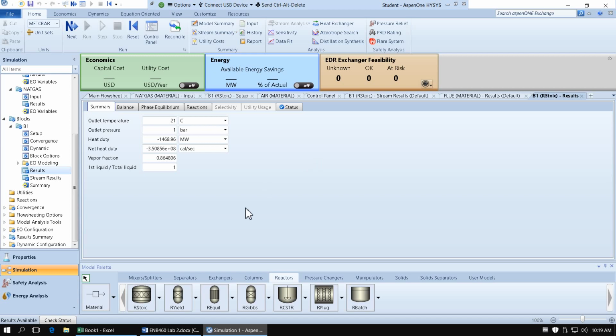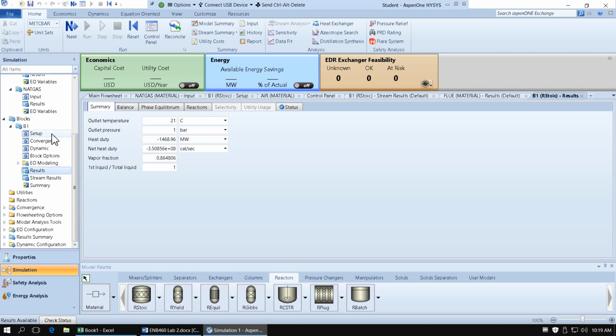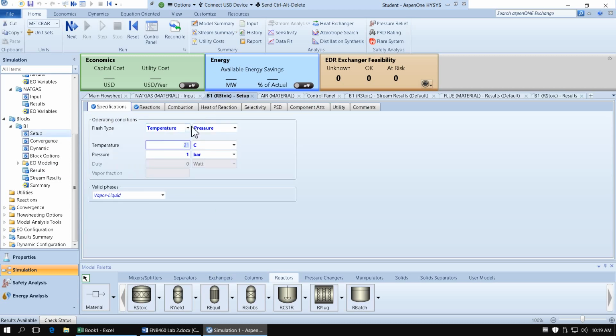Okay, now we'll go to C, install a boiler or a heat exchanger in Aspen Plus to generate saturated steam at 202.83 degrees Celsius at the rate of 1,500 tons per hour. Ensure that the combustion chamber returns to being adiabatic and 1.5 bar outlet pressure. Right, so we will do that. Setup. Revert that to duty of 0 watt and pressure of 1.5 bar.